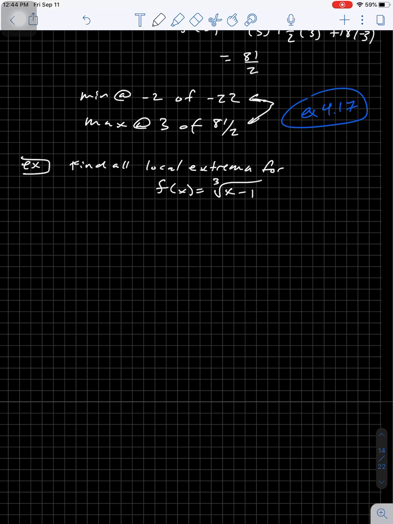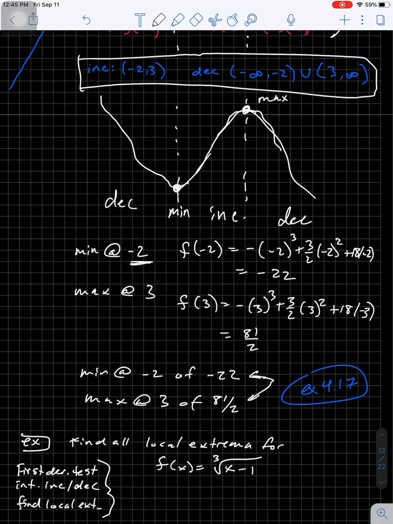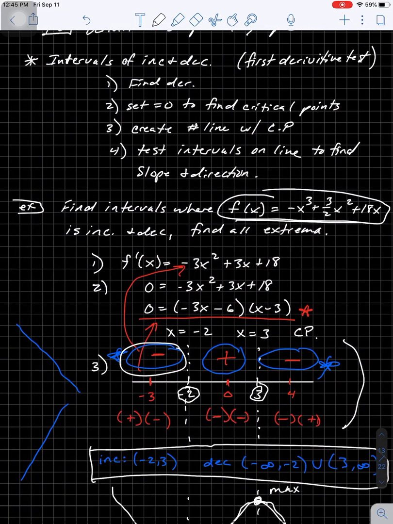So I just wanted to do something that doesn't look entirely like a polynomial. Here's your directions. I could say do the first derivative test, I could say I want intervals of increasing or decreasing, or I could say find local extrema. These all walk you down the same path of this list that I gave you right here.